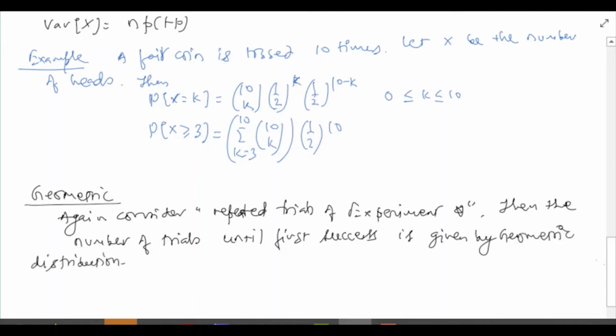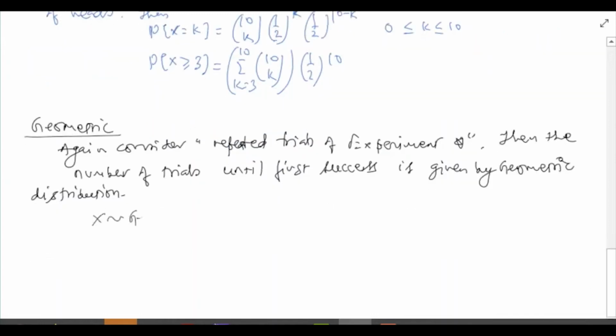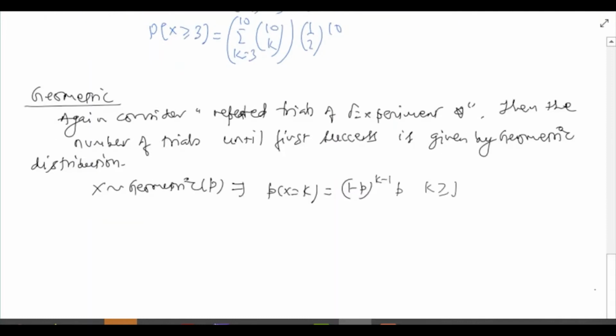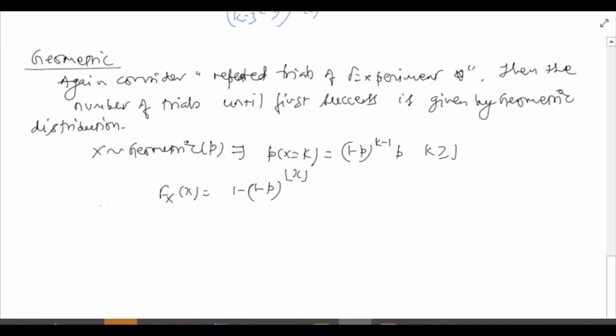Okay, so if x is a geometric random variable with parameter p, then its PMF is given by probability of x equal to k is 1 minus p raised to k minus 1 times p. Here k is a number greater than or equal to 1. In this case, the CDF of the random variable x, Fx, can be written as 1 minus 1 minus p raised to x floor.